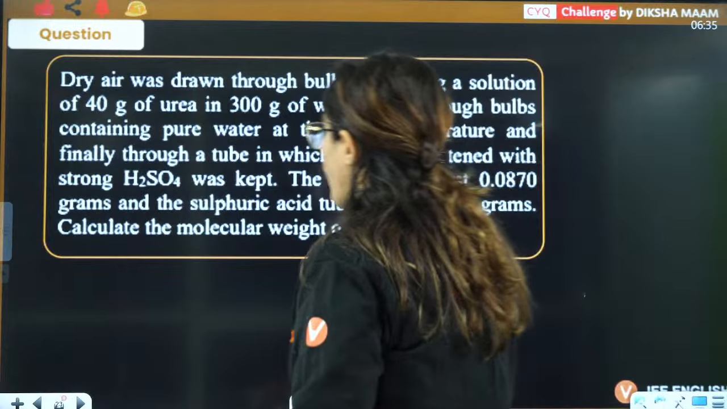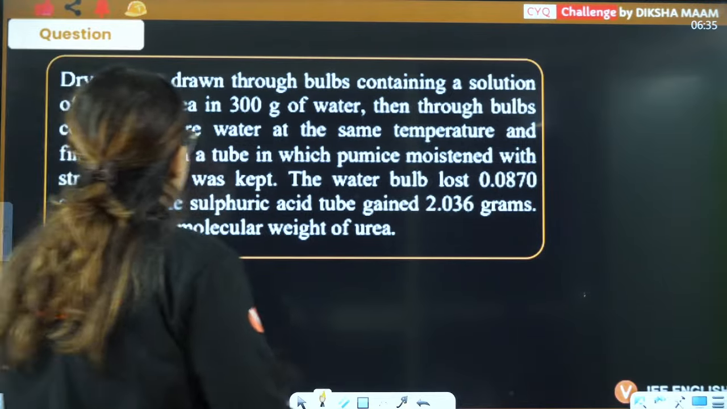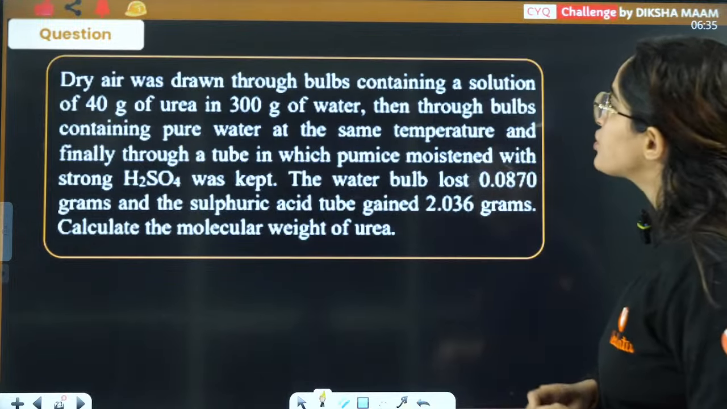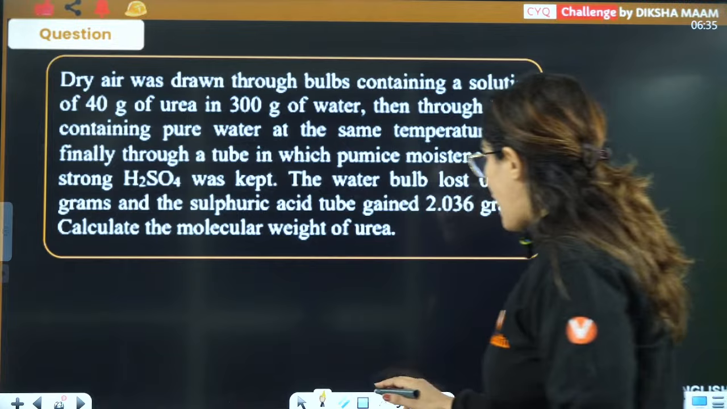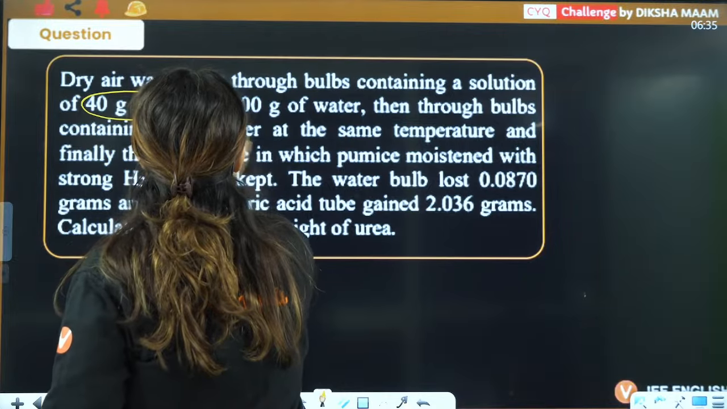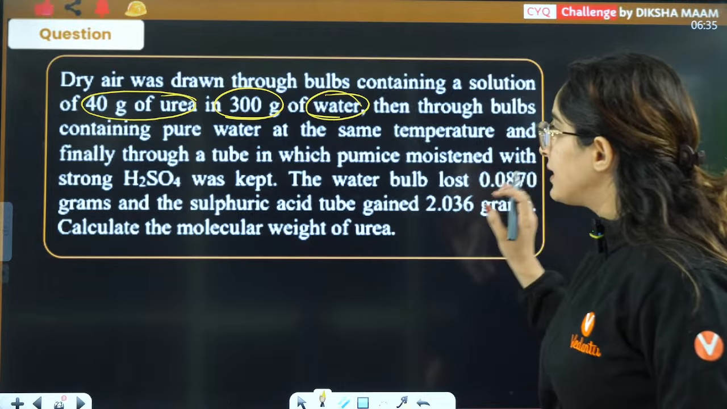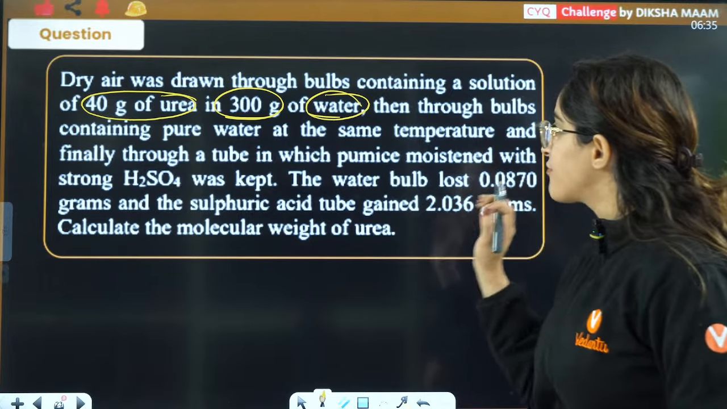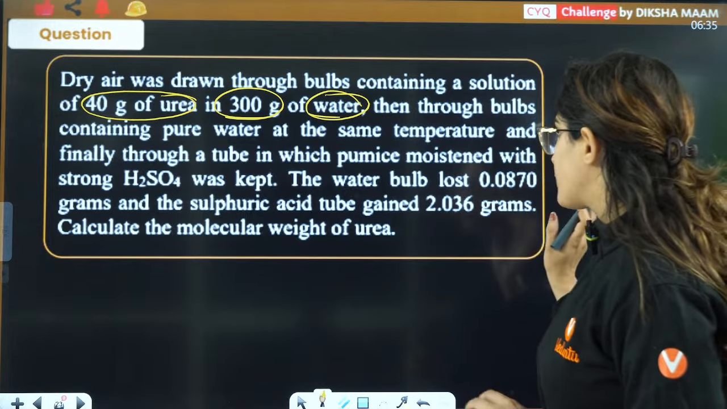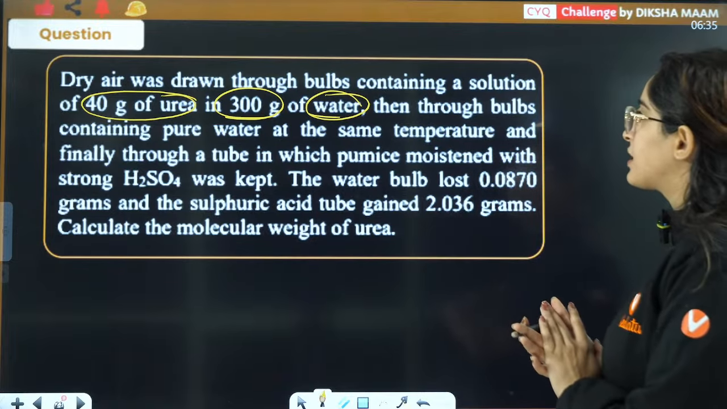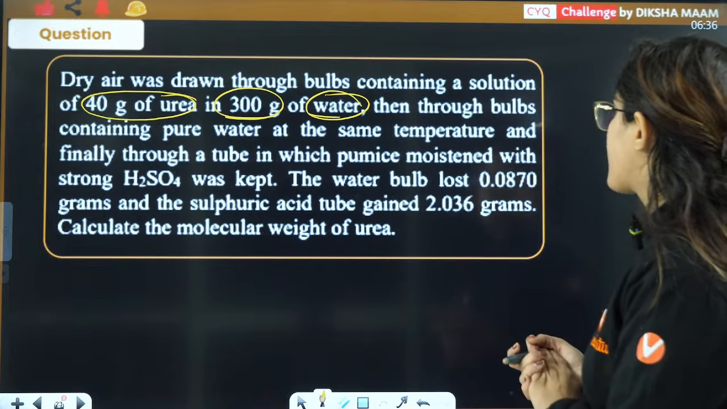Next question on your screen, everybody. Dry air was drawn through bulbs containing a solution of 40 grams of urea and 300 grams of water. Then through a bulb containing pure water at the same temperature, and finally through a tube containing pumice moistened with strong H2SO4. They are asking you the molecular weight of urea, right?